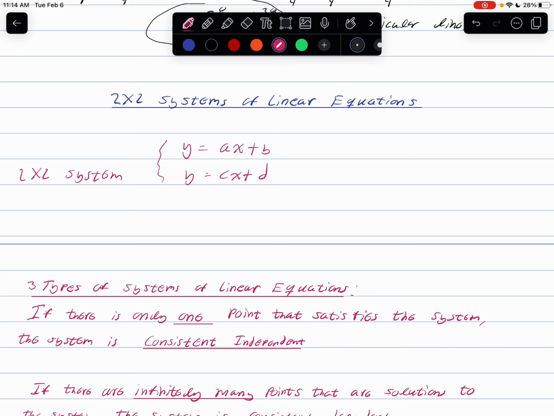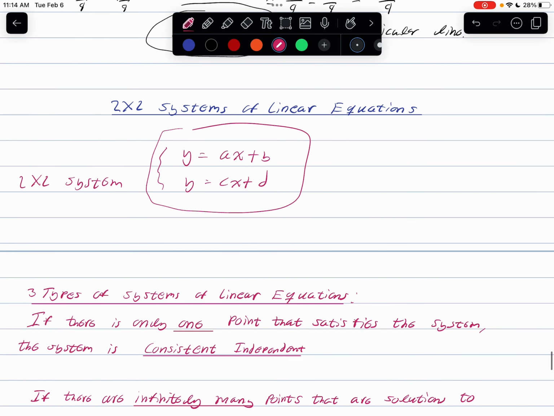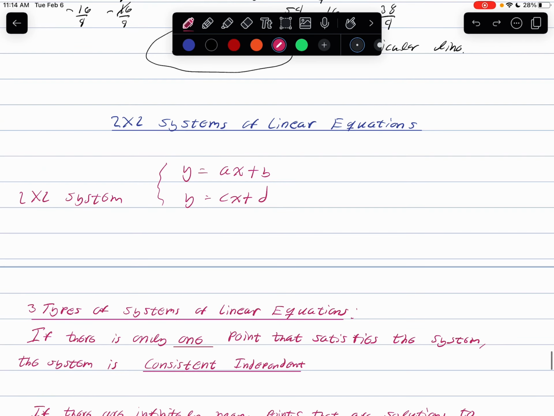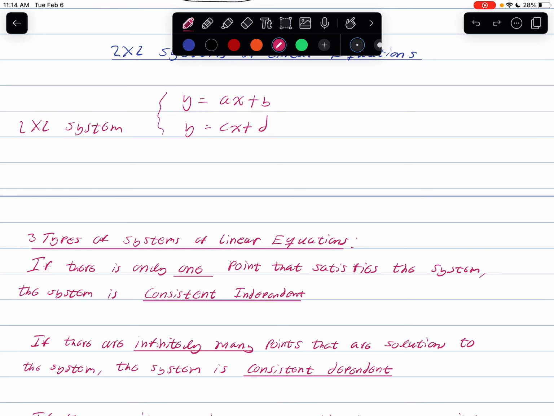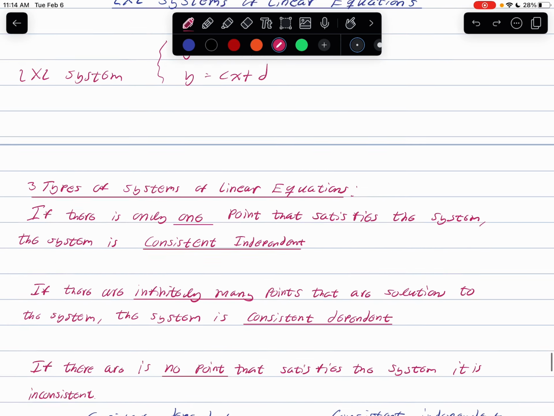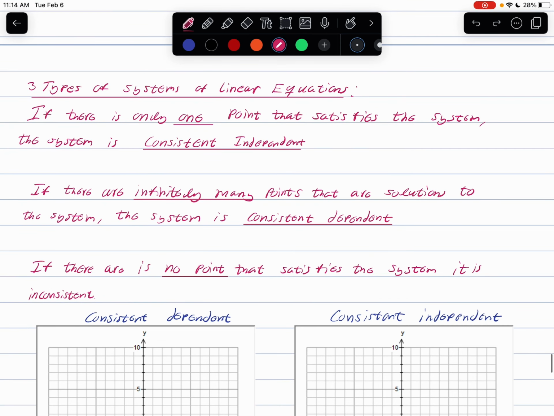Usually they're of this form here, where we have y equals ax plus b, and then we have y equals cx plus d, two separate lines. Usually a, b, c, and d can be all different numbers. Our goal is to try and classify different types of relationships between these equations. So let's go over the three basic types we can have.